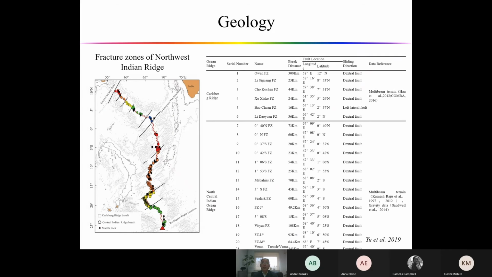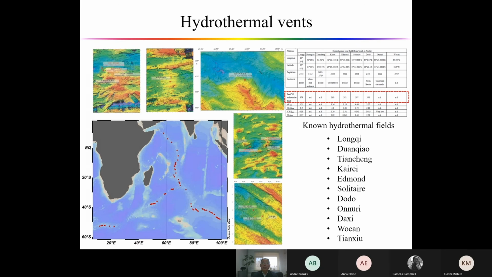There are many fracture zones in the northwest Indian region, and we have known the location of each fracture zone. There are a total of 11 hydrothermal vents that have been discovered. The exact location and available chemical parameters of these vents have been measured.